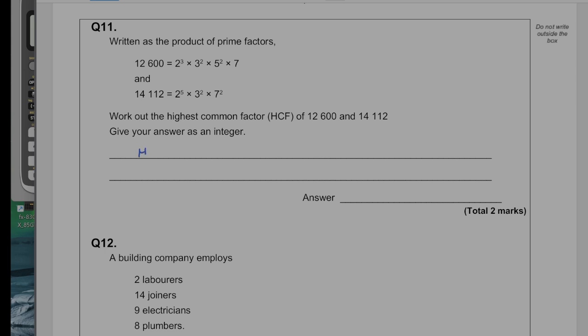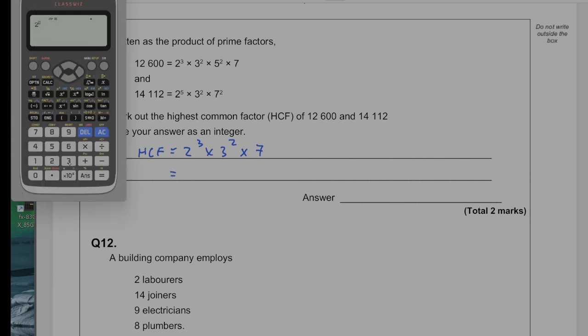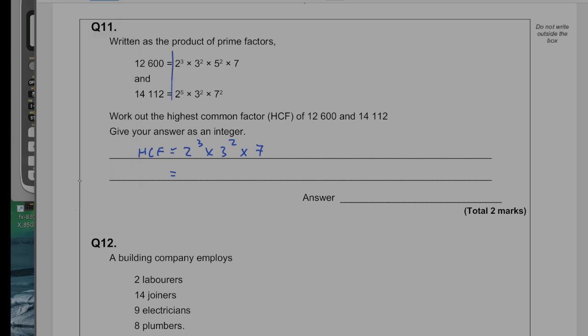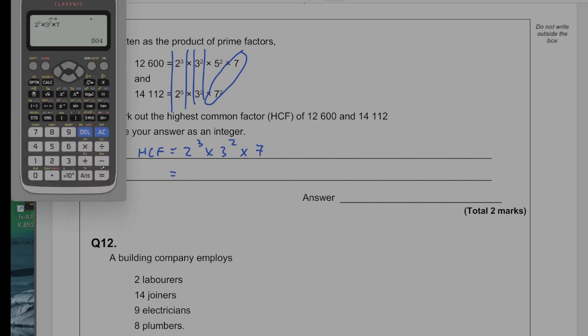So the highest common factor is going to be equal to, they both have 2 to the power 3 in common. They both also have 3 squared in common. They also both have a 7 in common. So that will be our highest common factor. 2 cubed times by 3 squared times by 7. Just double check that. 2 cubed, 3 squared, and 7 are their common factors. So 504.